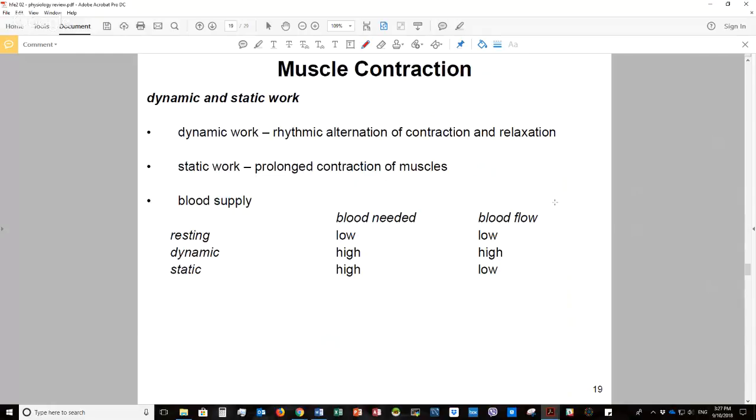That's really important. For static work, we have prolonged contraction of muscles, and that is bad, depending on the length and the muscle. But if you have prolonged contraction, then you get buildup of waste in your cells, and they can't get the nutrients and enough oxygen, and so you start, it hurts. You get some lactic acid buildup maybe, and it just doesn't feel good, and that's because of what's going on.